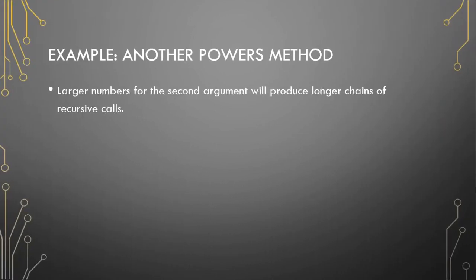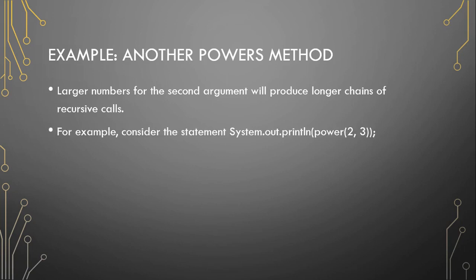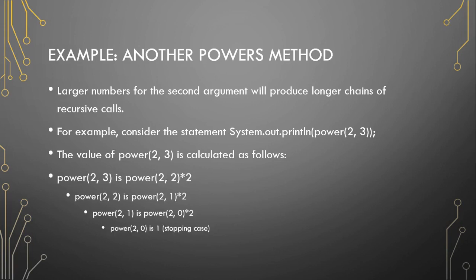Now, large numbers for the second argument will produce longer chains of recursive calls. Obviously, we looked at something really small with just being to the power of 1. So, for example, consider the statement System.out.println power 2, comma 3. The value of power 2, comma 3 is calculated as follows. Power 2, comma 3 is power 2, comma 2 times 2. Power 2, comma 2 is power 2, comma 1 times 2. Power 2, comma 1 is power 2, comma 0 times 2. And power 2, comma 0 is 1, which, of course, is the stopping case.